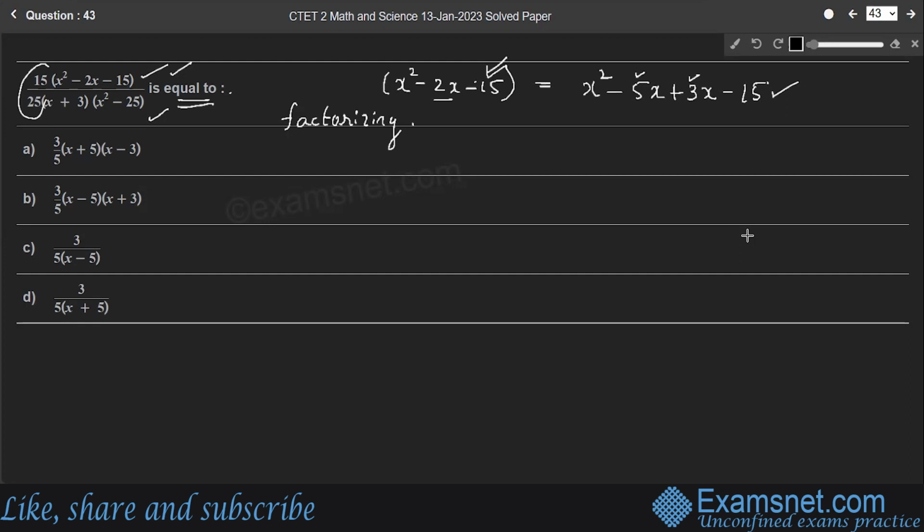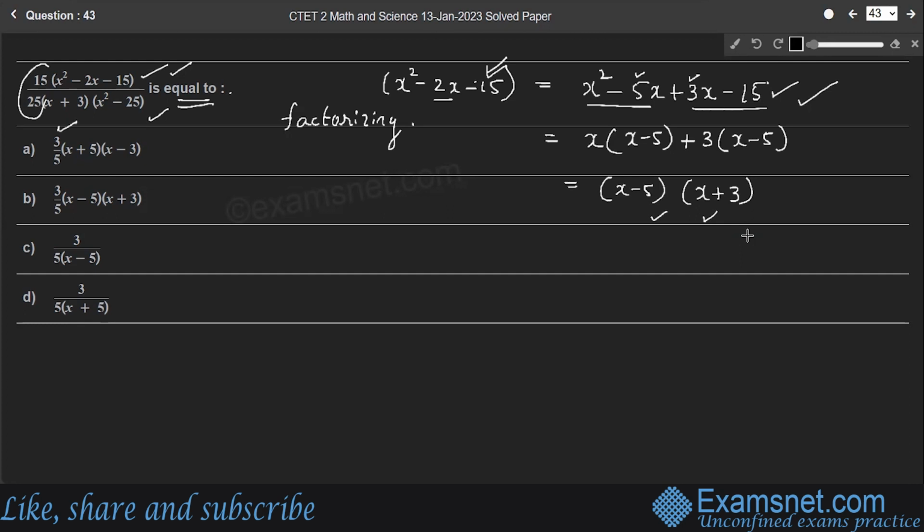So let us factorize it. Take the first two terms, where x is common. So we have x minus 5 as the remaining term, whereas in the last two terms, we have 3 as common and the remaining term is x minus 5. Therefore, we have x minus 5 into x plus 3. These two are factors of the given expression, x square minus 2x minus 15.